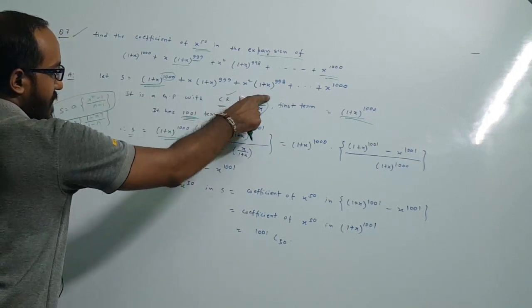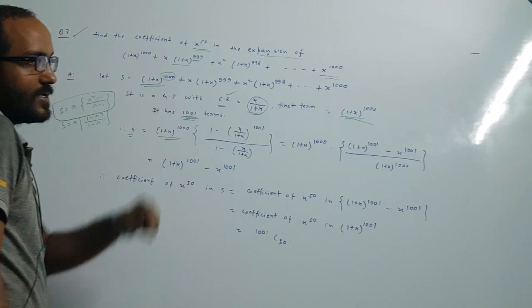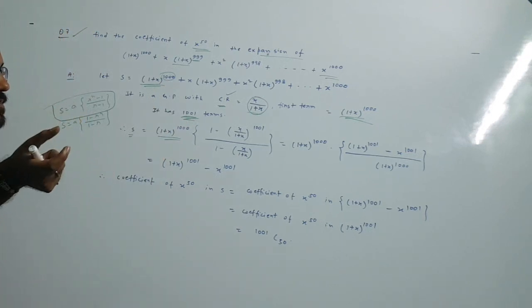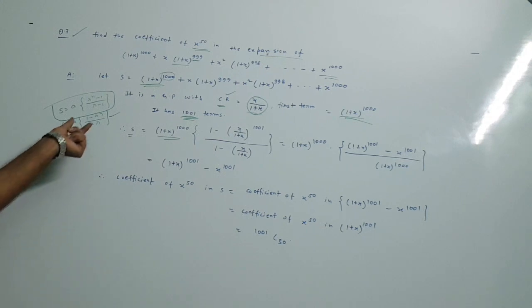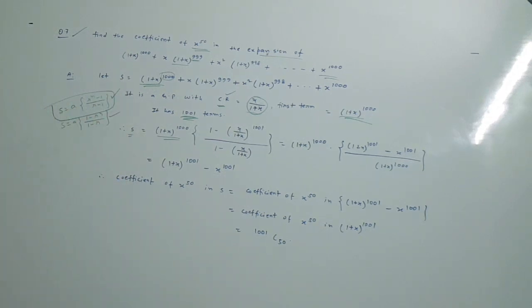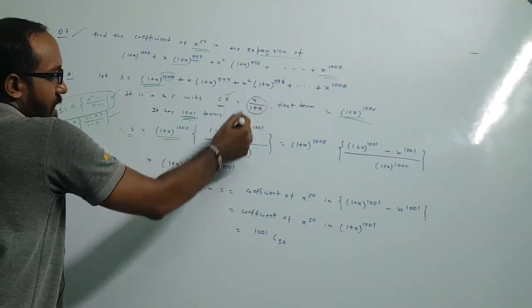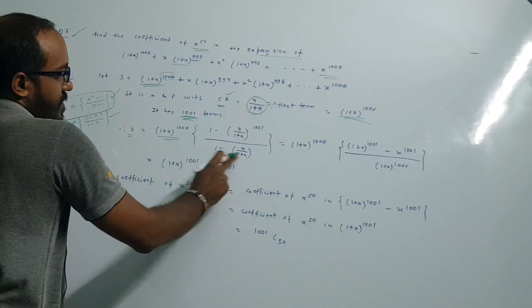See, if x is something, let us say 2, then 2 by 1 plus 2 is 2 by 3. So 2 by 3 will always be less than 1. That's why we have applied the 1 minus r to the power n by 1 minus r formula. Otherwise you can apply the other formula also, you will get the same result. So 1 minus r, this is your common ratio r, 1 minus r to the power n by 1 minus r.